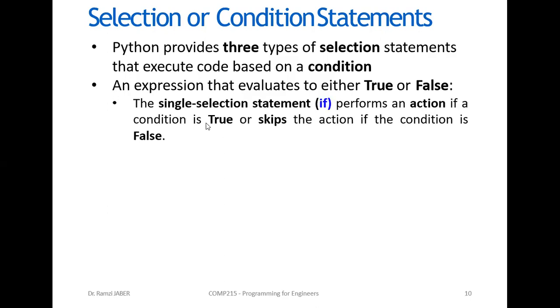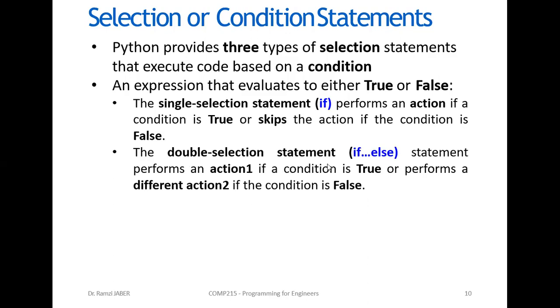The first type is the single selection statement, if, only if. It performs an action if a condition is true, or skips the action if the condition is false. So we only have if. We have the double selection statement, if else, which performs action 1 if a condition is true, or performs a different action 2 if the condition is false. So we have action 1 and action 2 inside if else.